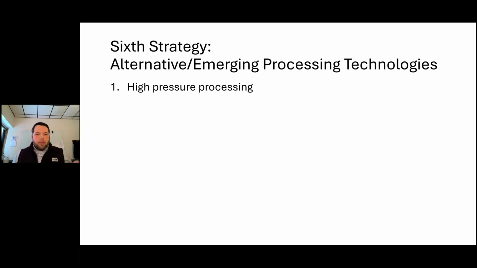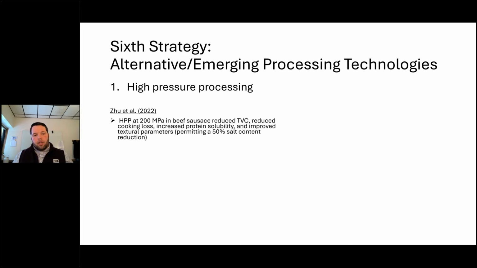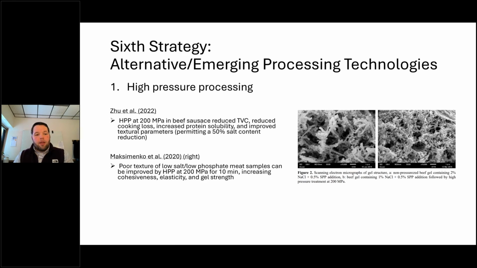We do know that results are mixed. Dr. Glass alluded to this, that there are cases when HPP has been shown to increase tolerance or microbial outgrowth, but I do want to share a few success stories as well. Zhu et al. in 2022 showed that HPP at 200 megapascals in beef sausage reduced overall bacterial counts. It also reduced cooking loss and it increased protein solubility. So they were able to reduce, not eliminate, but reduce salt content by 50% and maintain the same product integrity.